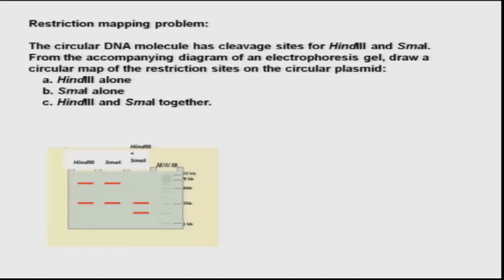So one of the problems I will read here: the circular DNA molecule has cleavage sites for HIN3 and SMA1. From the accompanying diagram of an electrophoresis gel, draw a circular map of the restriction sites on the circular plasmid. As we see in the electrophoretic gel, it has been singly digested with HIN3, SMA1, and double digested with HIN3 and SMA1. A single digestion with HIN3 gives a band of 3 kb and 7 kb.